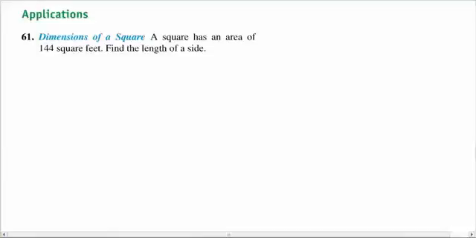For the applications, let's first start with this one. We have the dimensions of a square. It says that a square has an area of 144 square feet. Find the length of a side. All right, so let's draw a picture. Pictures always help when we're doing these application problems like this.